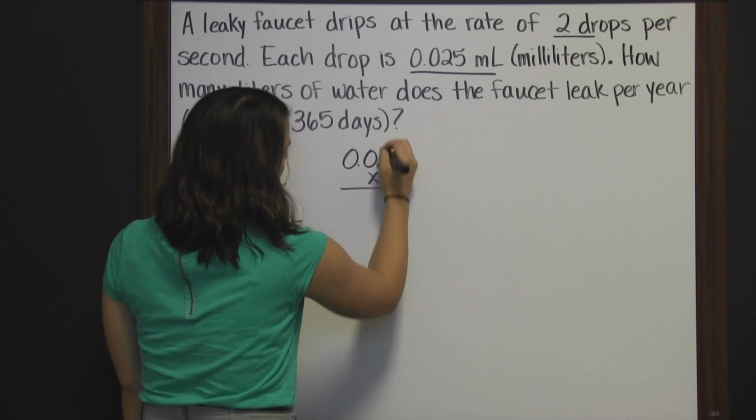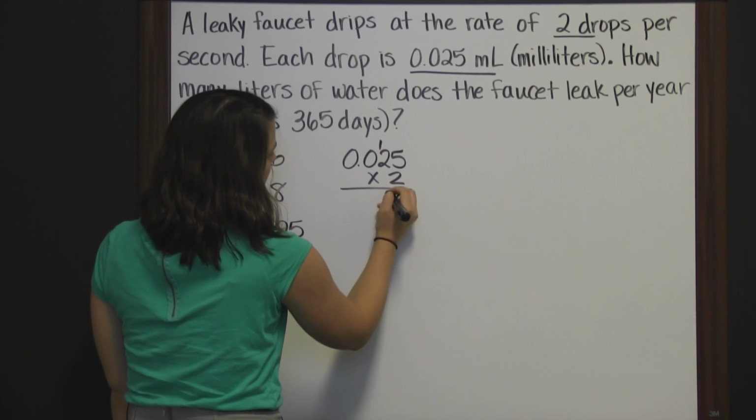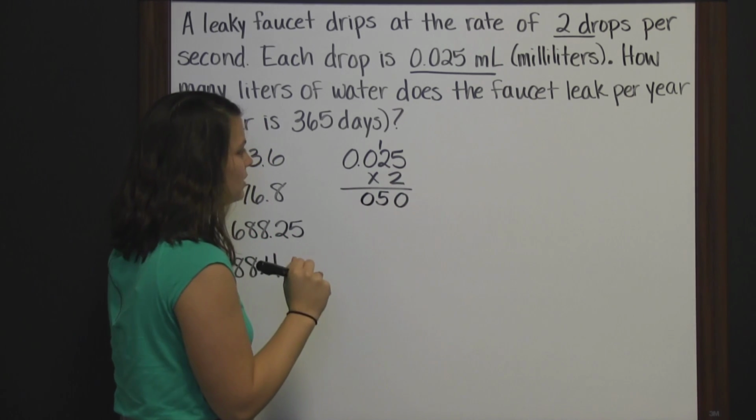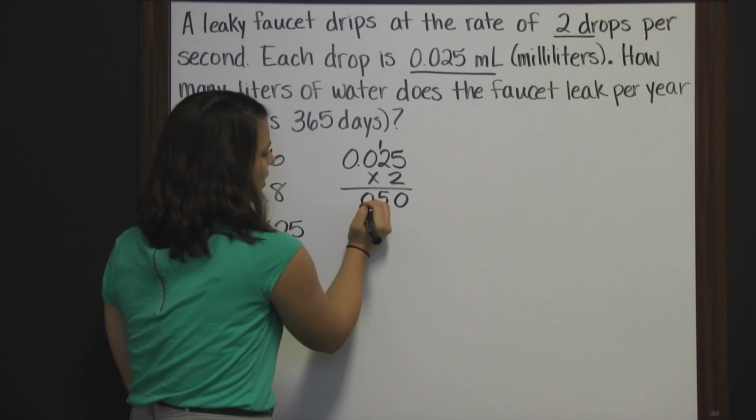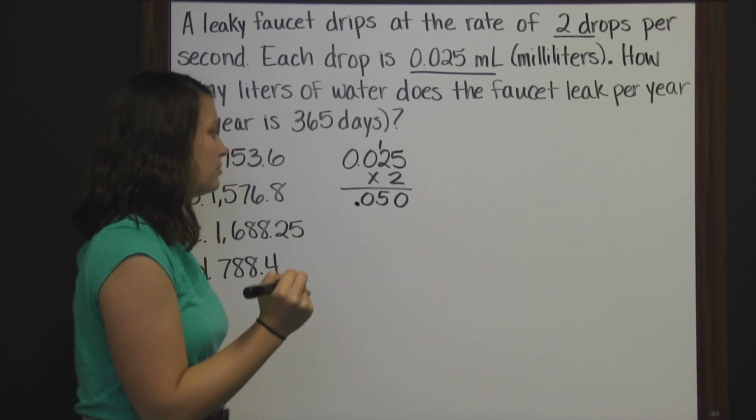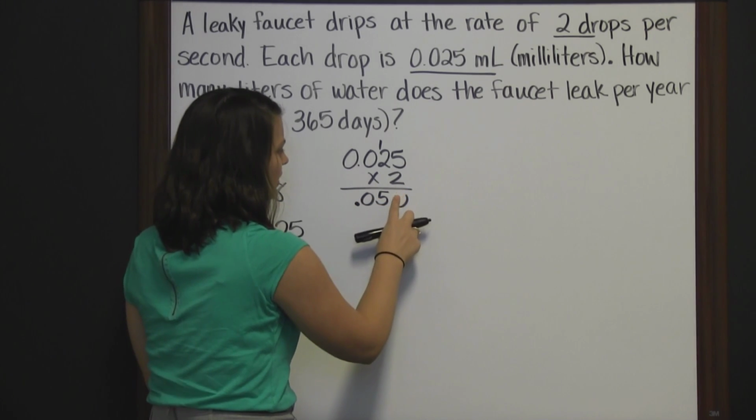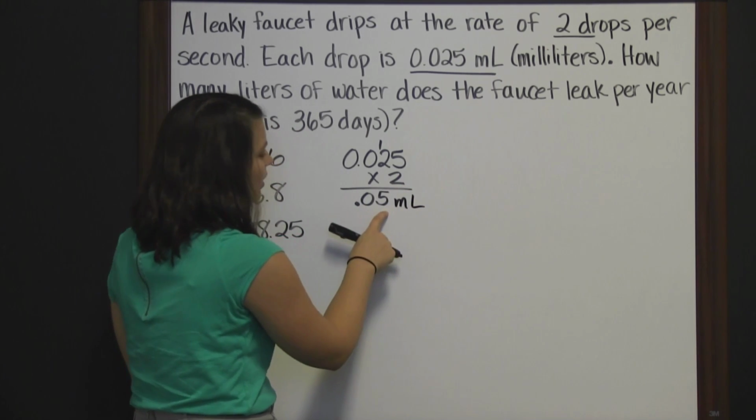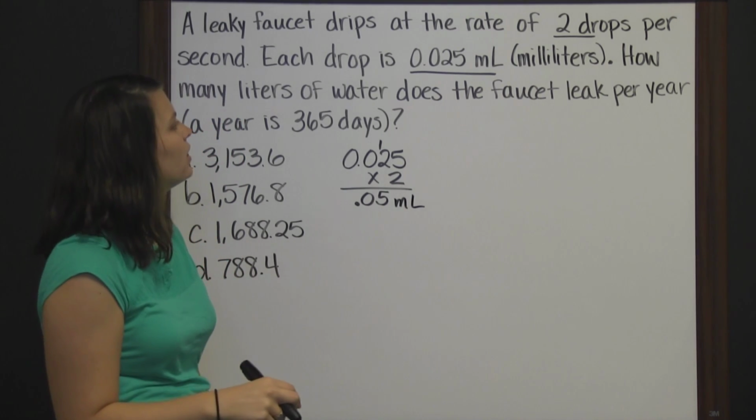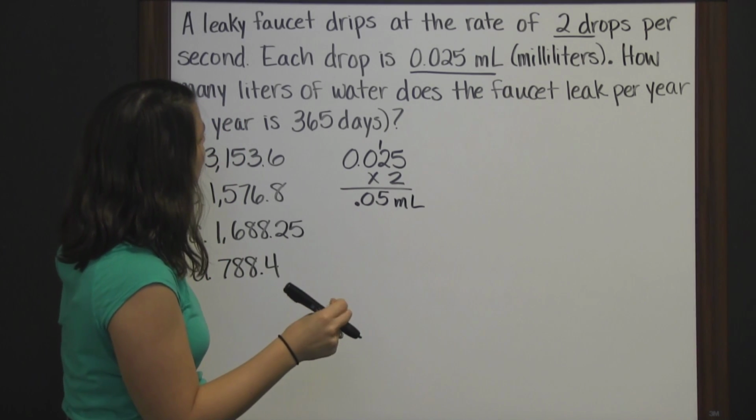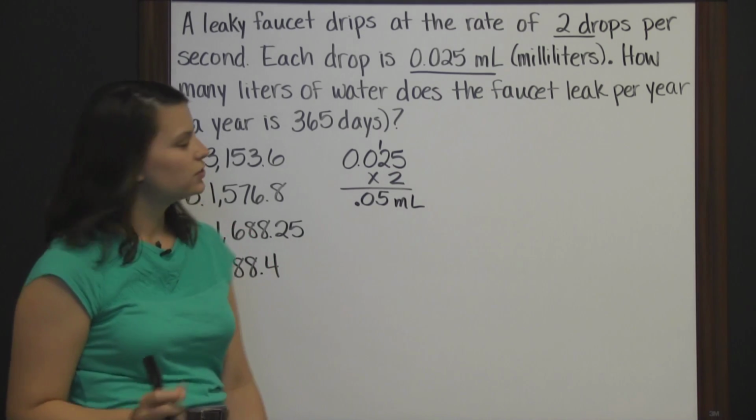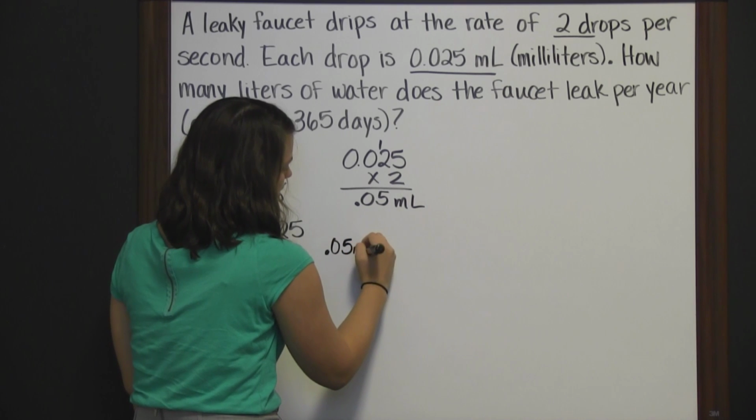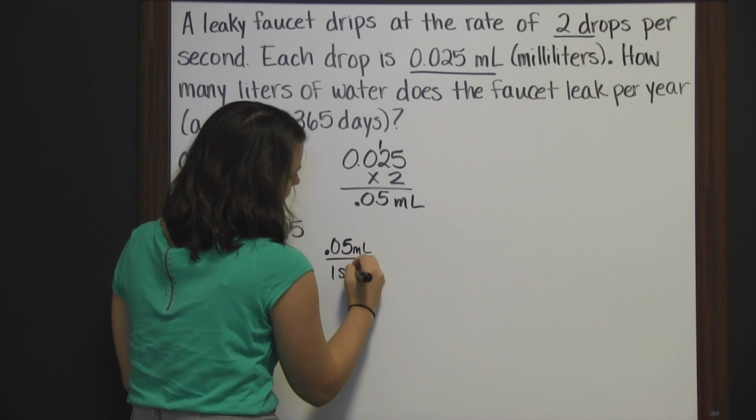2 times 5 is 10, carry the 1. 2 times 2 is 4, plus 1 is 5. 2 times 0 is 0, and obviously 2 times 0 again would be 0. We have 1, 2, 3 numbers behind the decimal, so our answer should also have 3 numbers behind the decimal. Really, we can get rid of this 0, it's unnecessary. So it's 5/100 milliliters of water drips out each second. So that's 1 second. So 5/100 milliliters per 1 second.